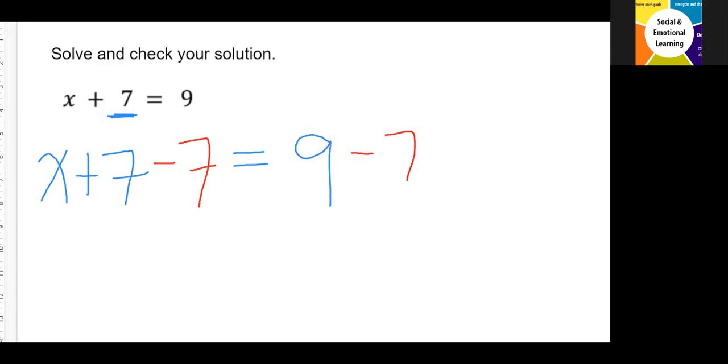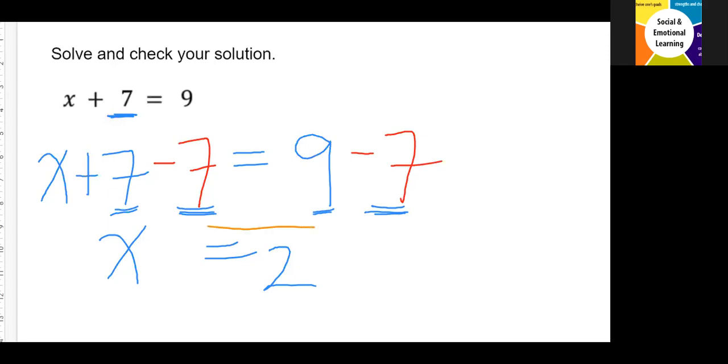What I did to one side, I did to the other, so that maintains the equation. It's still left side and right side are equal. Now look what happens. x plus 7 minus 7. Well, 7 minus 7 is just 0. And then we have 9 minus 7, which is 2. I like to put a box around my final answer. Okay? So that's how we solve this particular equation.